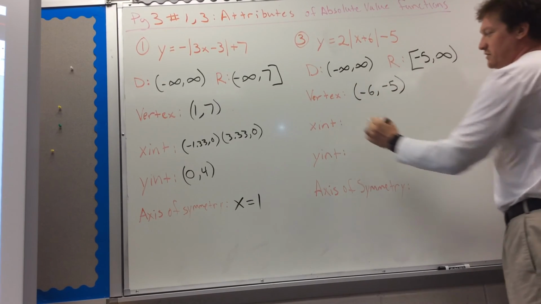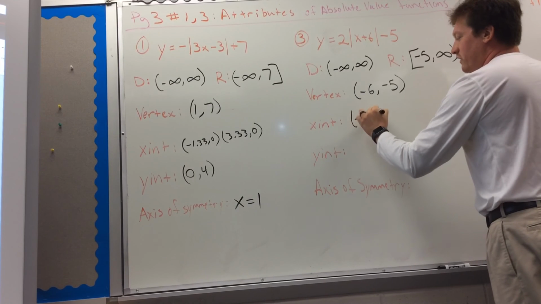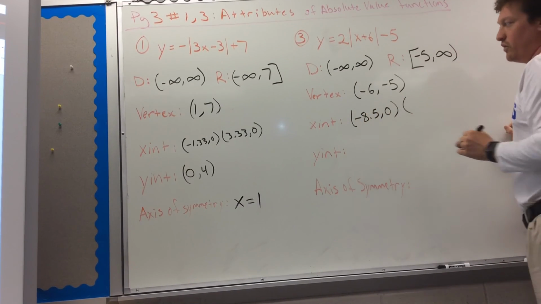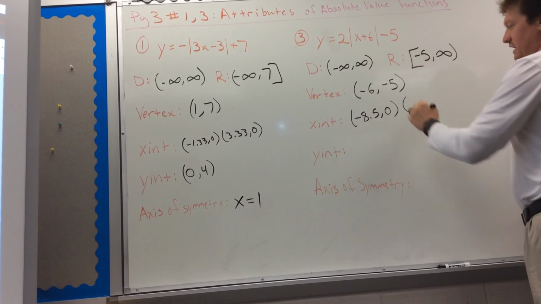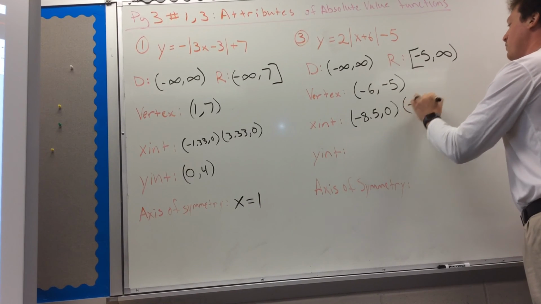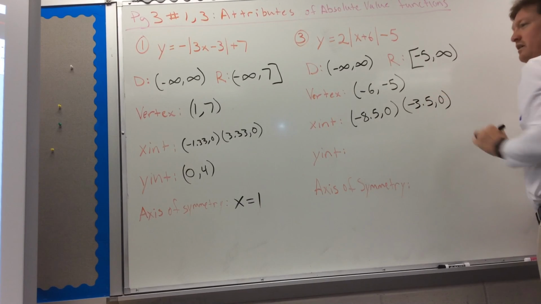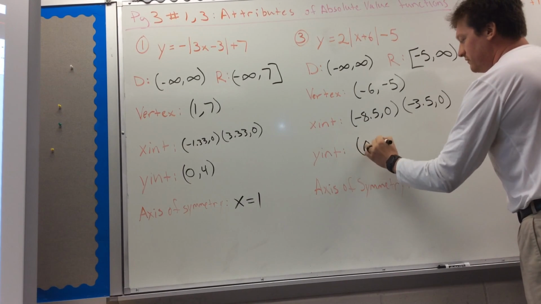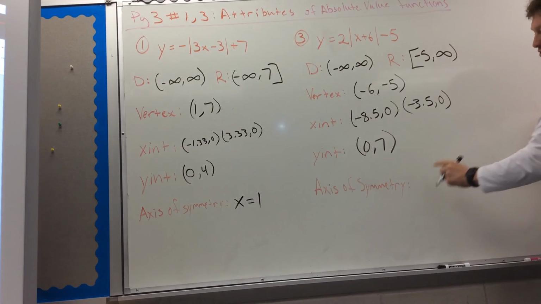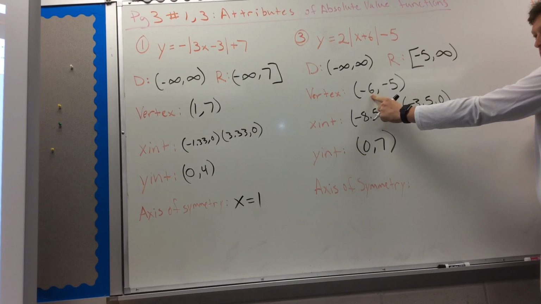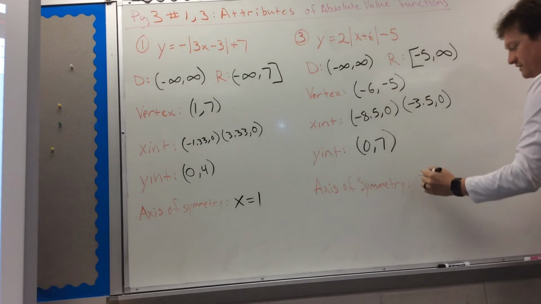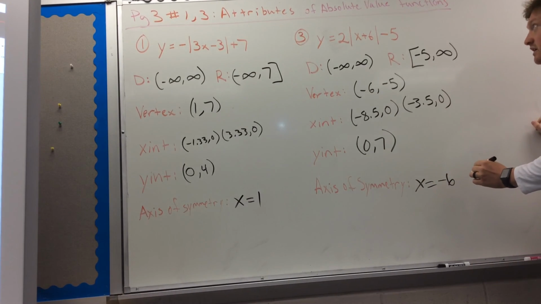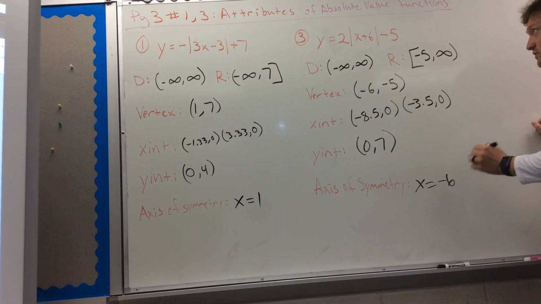The x-intercept was negative 8.5, comma 0. We must give the x and y-intercepts as a coordinate point as well as the vertex. Then we have negative 3.5, comma 0 is the other x-intercept. The y-intercept is at 0, 7. And the axis of symmetry comes directly from the vertex, which is x equals negative 6. And that's how you find all the attributes using your calculator.